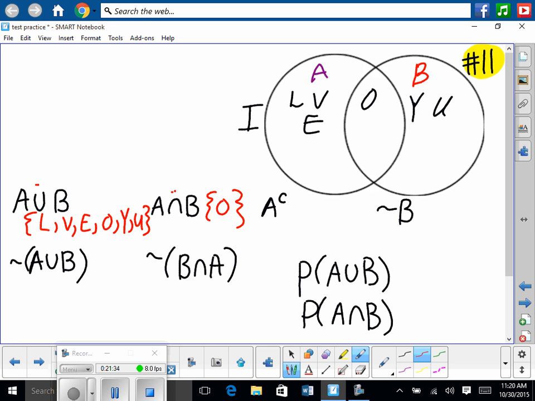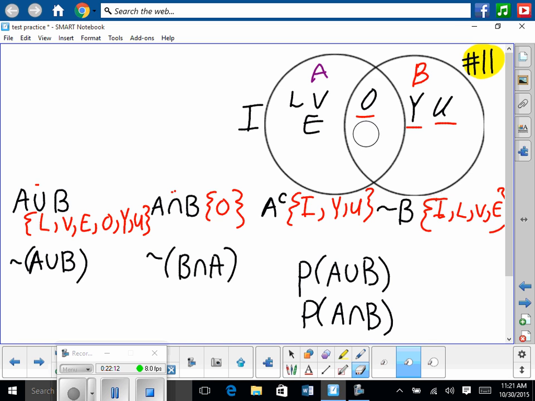All right, now let's find A complement. That means everything not in A. Well, be careful because all of these are in A, but also that's in A, so that can't be in the complement. So that means I, we won't forget I is not in A, and also Y and U. All right, so now let's do B complement. That little squiggly means complement. Everything that's not in B, be careful, that is in B. So everything not in B would be I, L, V, and E. Those are not in B. All right, so continuing this onward here.